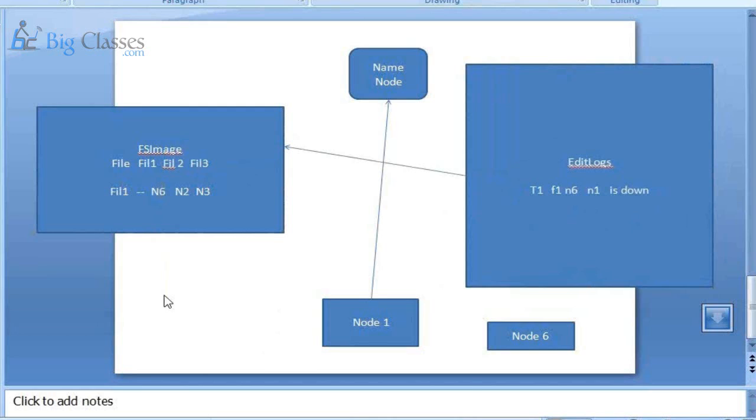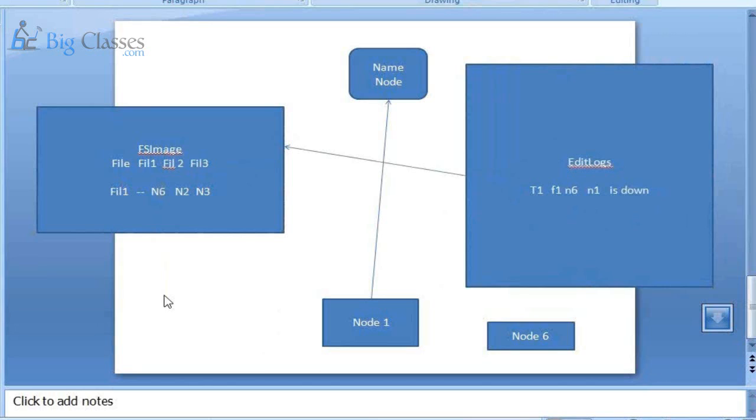How often do the edit logs actually change the FS image, or how often does it happen? Actually, the duration is 1 hour. 1 hour. Okay. But we can try to reduce it to 30 minutes or 15 minutes as well. But in high critical systems, it will be changed even in seconds duration also.